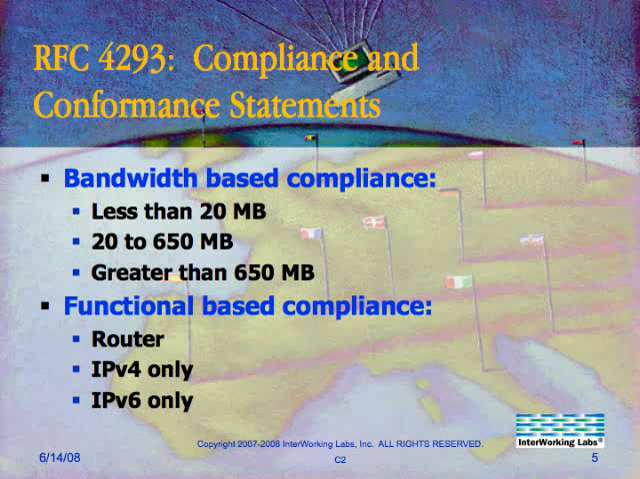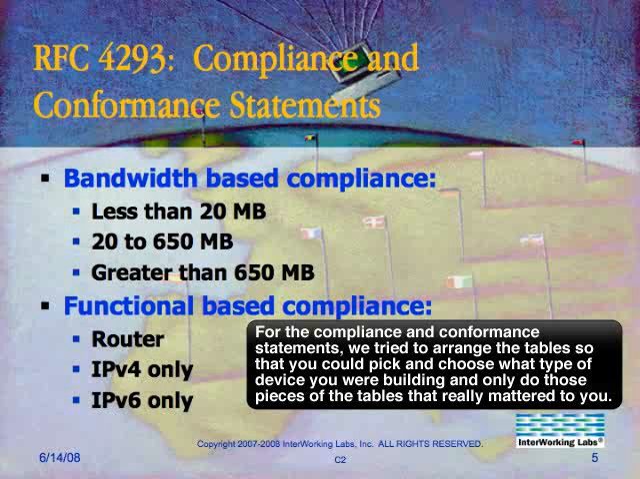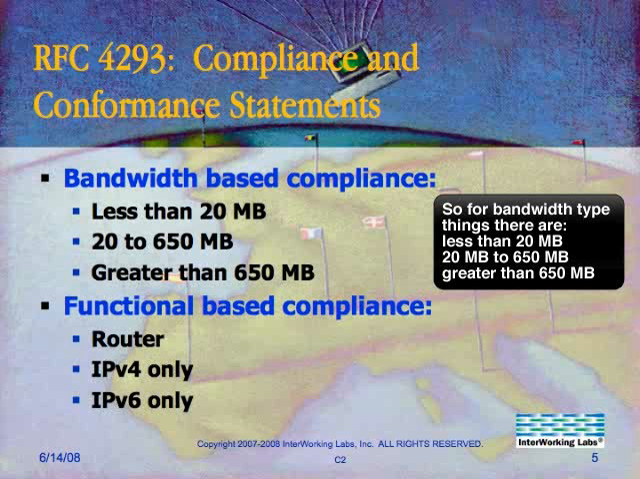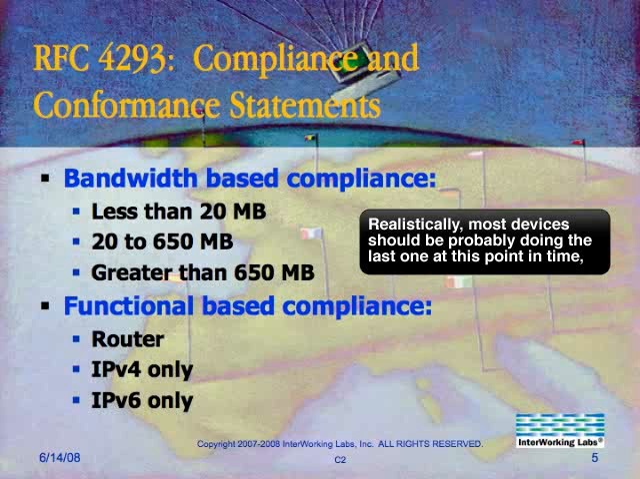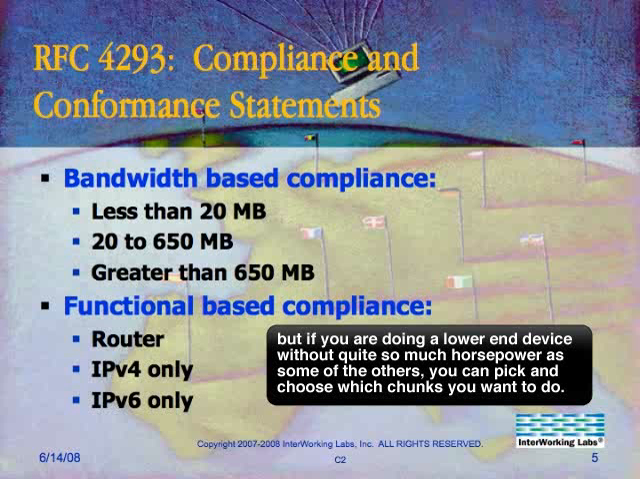For the compliance and conformance statements, we tried to arrange the tables so that you could pick and choose what type of device you are building, and only do those pieces of the tables that really matter to you. So for bandwidth type things, there's less than 20 megabytes, 20 to 650, and greater than 650. Realistically, most devices should be probably doing the last one at this point in time. But if you are doing a lower end device that may not have quite so much horsepower as some of the others, you can pick and choose which chunks you want to do.